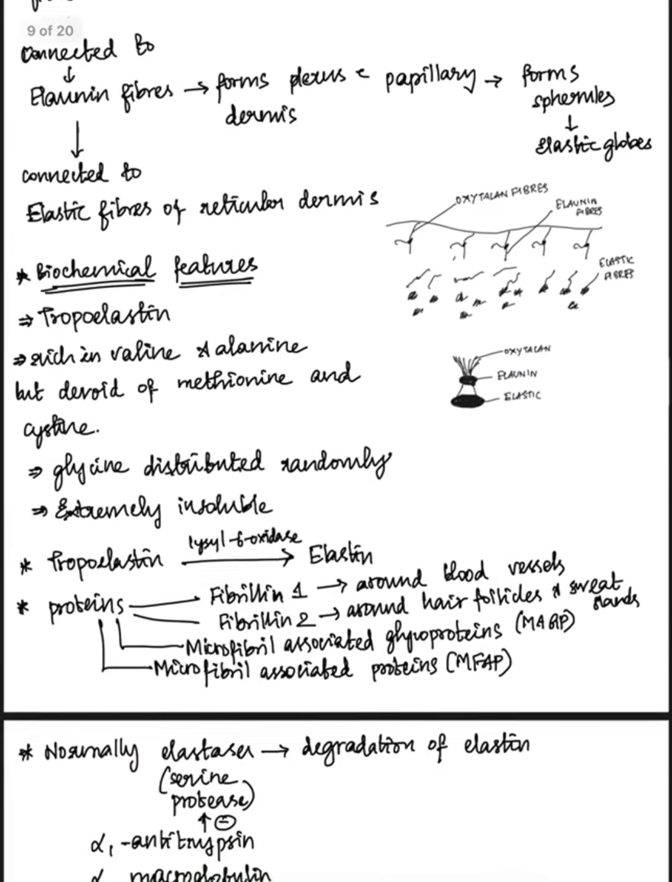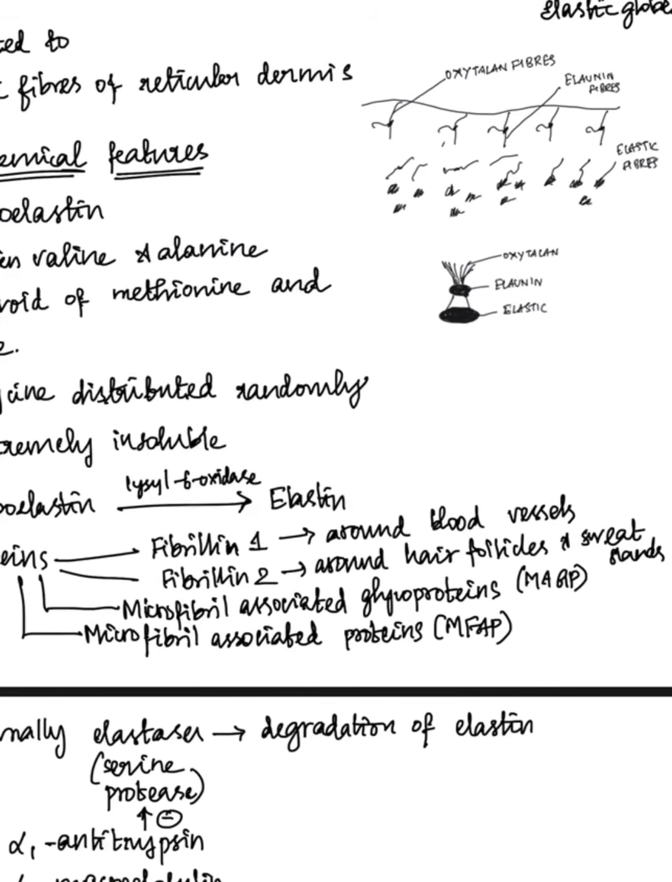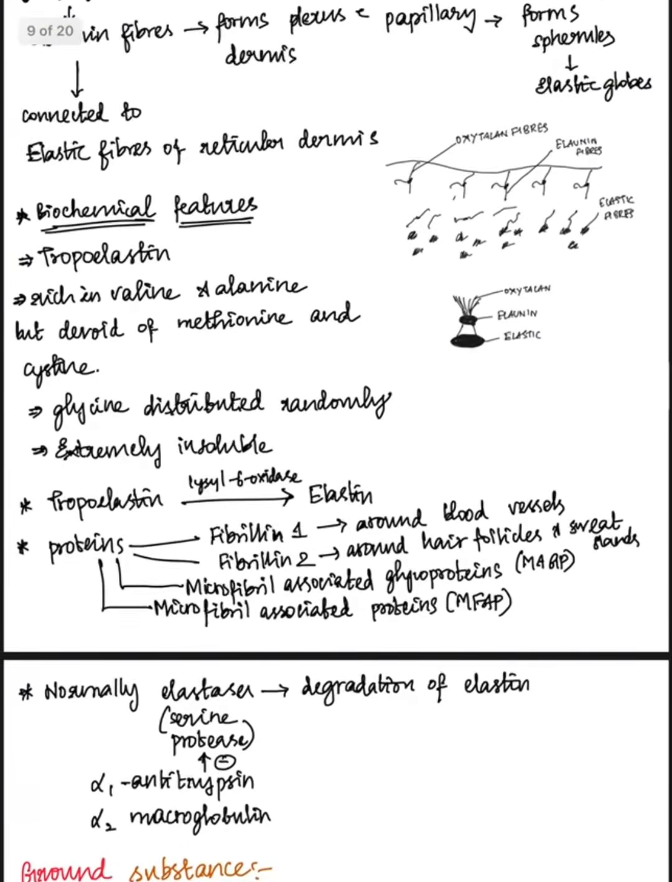Now the biochemical features. Elastin is formed by tropoelastin and it's rich in valine and alanine, but devoid of methionine and cysteine. In this, the glycine is distributed randomly, in contrast to collagen, where glycine is present in every third position, and it is extremely insoluble and resistant to chemical actions. Tropoelastin is converted to elastin with the help of lysyl oxidase. The proteins present in elastin include fibrillin 1, fibrillin 2, microfibril associated proteins, and microfibril associated glycoproteins.